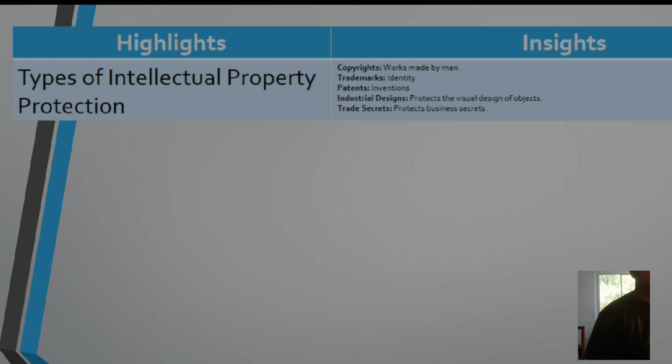So, for example, we have coding or software, or also designs or architectural designs. Basically, copyright is about a person's output.